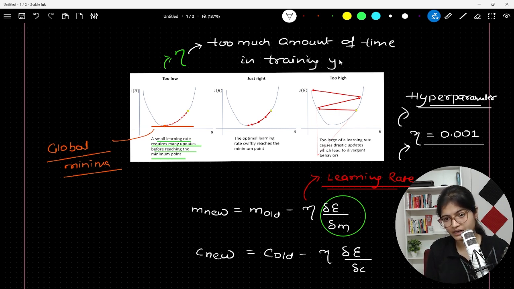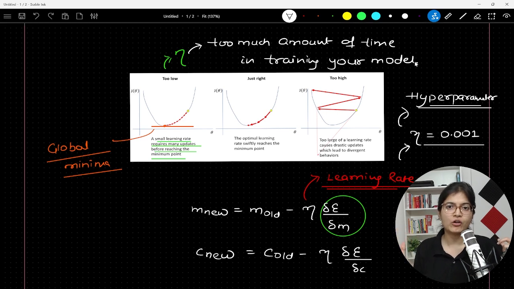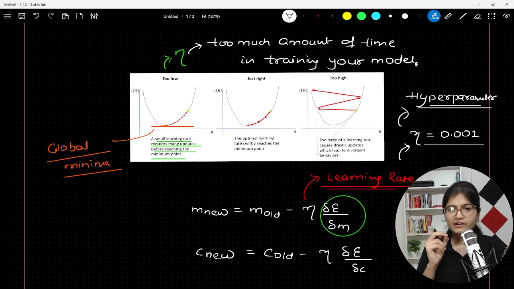And this is where in training your model, this is where things will go wrong, because obviously you can't wait for days or months to get your model trained. Training should be done within a significant amount of time. So the impact of a very low learning rate is that it will take too much time for training, because at every point of time you are doing a very small change, and with a small value you're trying to update the value of M and C, right?